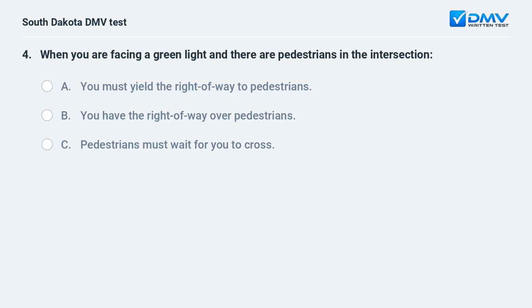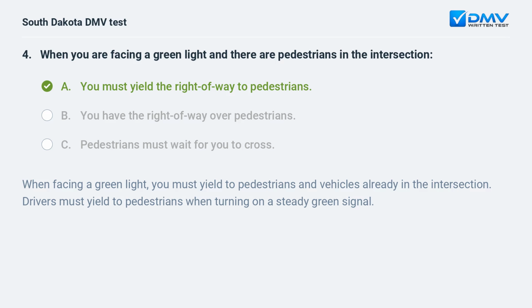When you are facing a green light and there are pedestrians in the intersection, a. You must yield the right of way to pedestrians. b. You have the right of way over pedestrians. c. Pedestrians must wait for you to cross. The answer is a. When facing a green light, you must yield to pedestrians and vehicles already in the intersection. Drivers must yield to pedestrians when turning on a steady green signal.